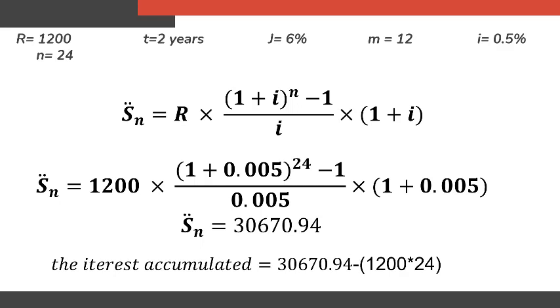In this example, to calculate the interest accumulated, we have S double dot N minus N times R. We have S double dot N, 30,670, minus 1,200 times 24.